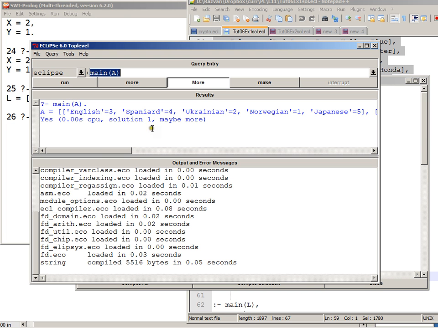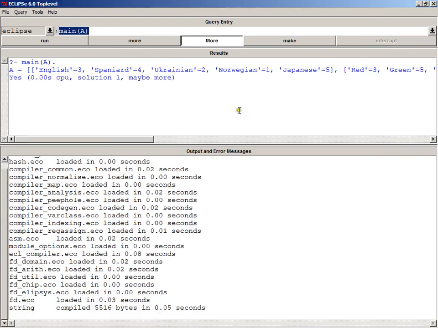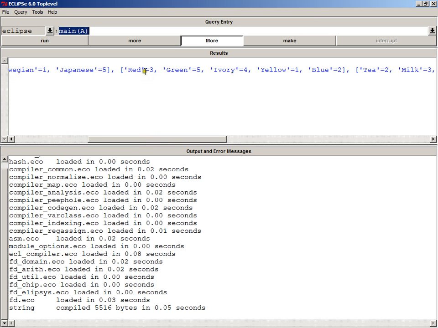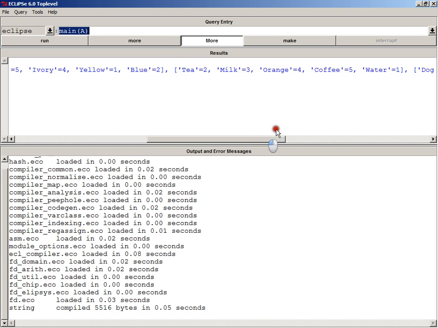Okay, so we get a solution. The solution doesn't look very nice because we haven't done any special formatting. We're going to do that in a minute. But you see, the English woman lives in the third house, Spanish in the fourth, Ukrainian in the second, Norwegian in the first, Japanese in the fifth. And the solution is obviously unique. Third is green, third is red, fifth is green, fourth is ivory, first is yellow, second is blue, and so on and so forth.